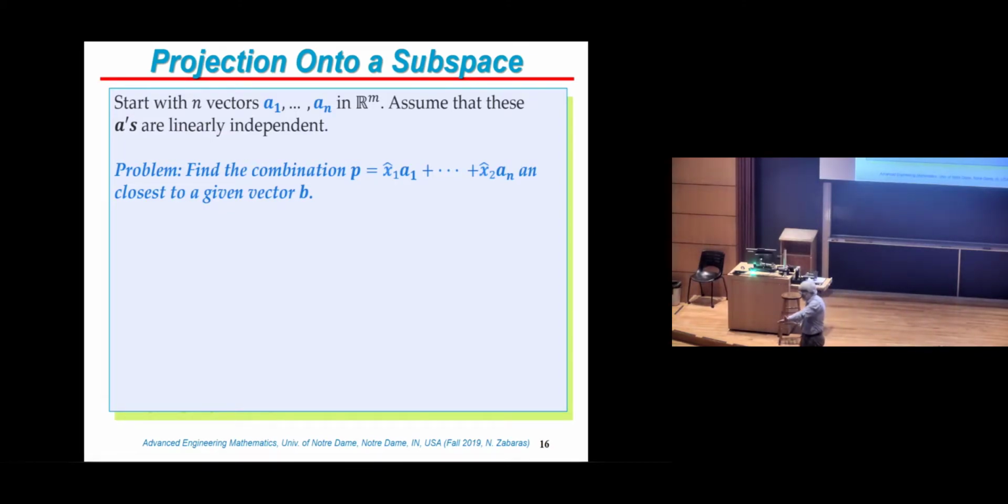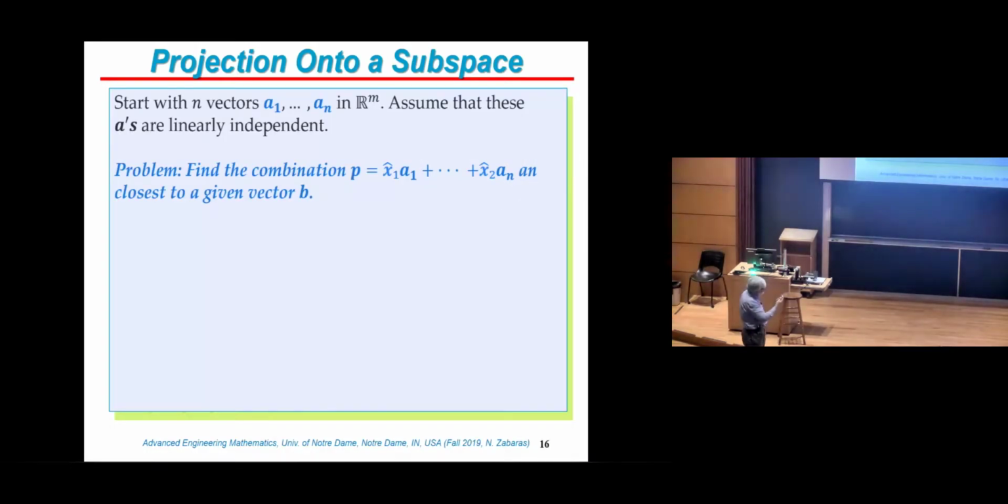So you can think of that subspace as a plane. That plane is defined by the vector A1 and the vector A2, and I want to project onto that plane. But it doesn't have to be a plane with two vectors. It can be a plane with n vectors, right? We're talking about dimensionality Rm here. So I want to be able to project onto the column space of these vectors.